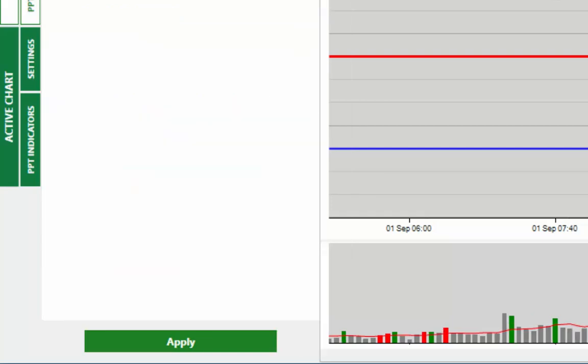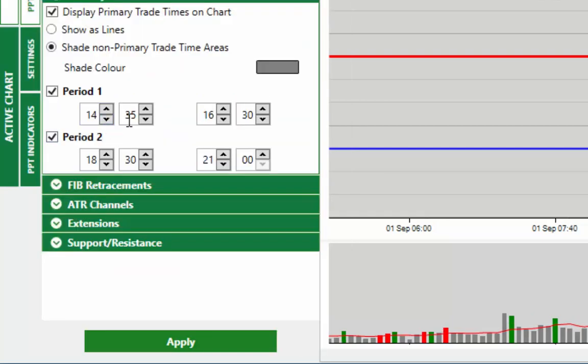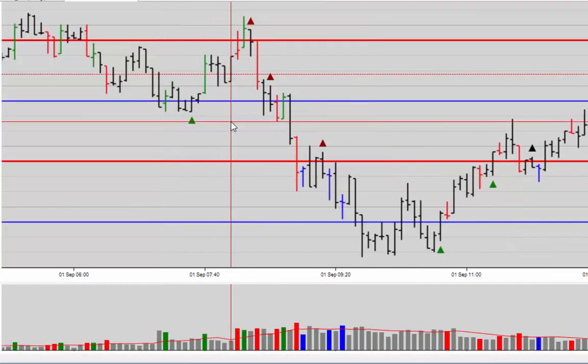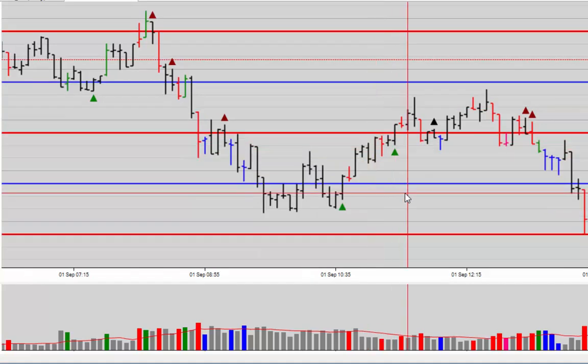If I just show you those, between 2:35 to 16:30 and then the 18:30 to 21:00. So what I'm doing here is just allowing the market to show me the trades in the pre-market session. There is a 3-point spread as opposed to the 1 point from 2:30.